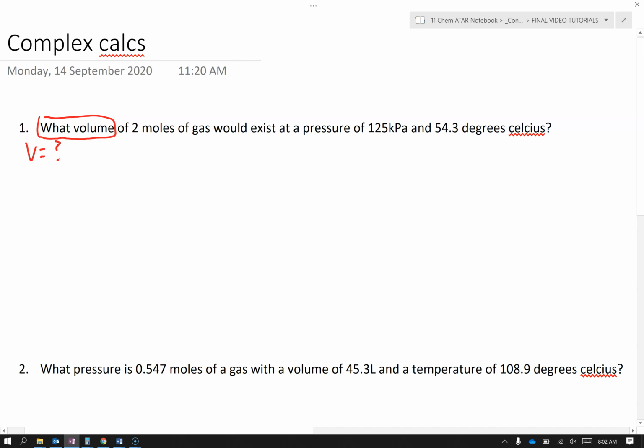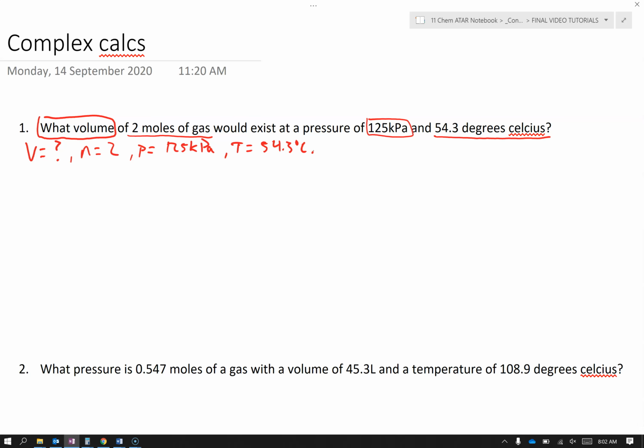The second thing that our question tells us is that we have 2 moles of gas, so n is equal to 2. A pressure of 125 kPa, so P equals 125 kPa. And we have a temperature of 54.3 degrees Celsius. So this is everything our question tells us about this specific problem.